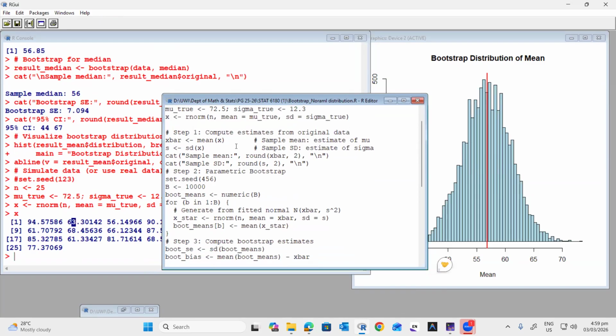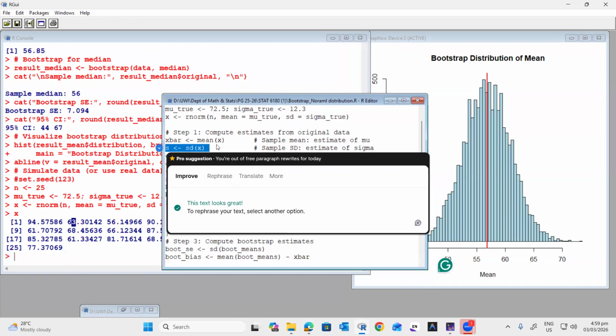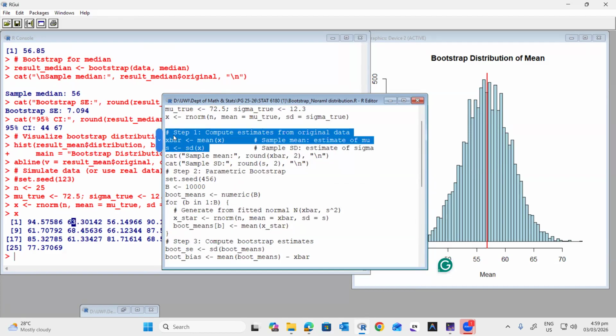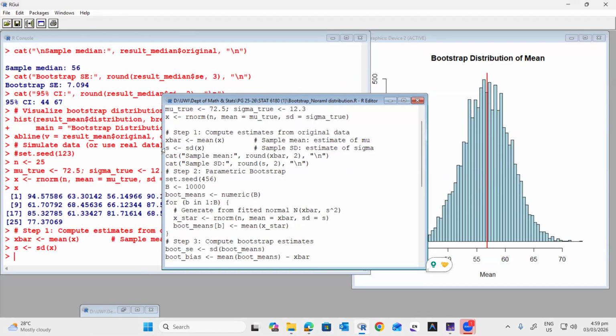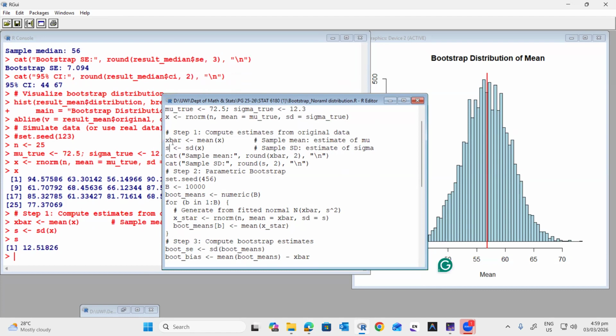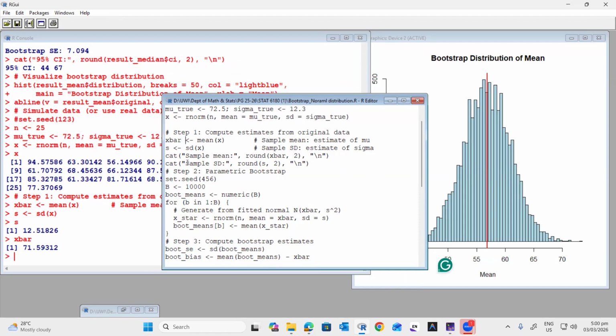After that, I need to compute the estimates from the original data. So I'm going to compute x bar as my sample mean, because the sample mean is the estimate of the population mean under the normal distribution, and I'm going to compute the sample standard deviation, which is the estimate of my population standard deviation. Right, so I'm going to compute both of them here. My sample standard deviation is 12.51 and my sample mean is 71.59. All right.